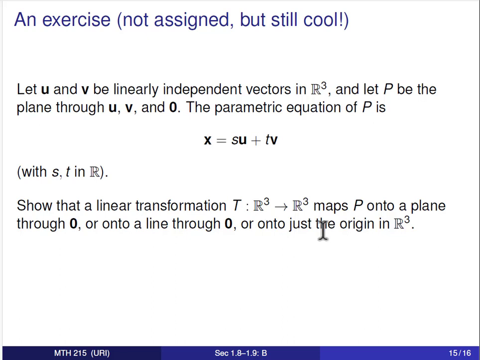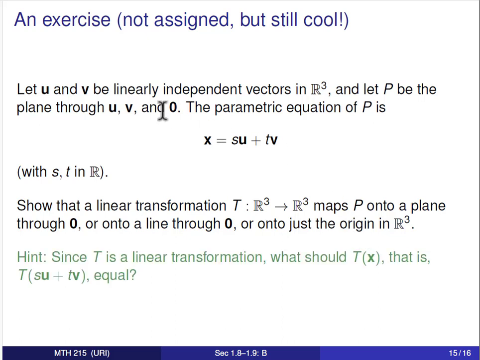But one thing we'll do is start with what we're told. We're told that T is a linear transformation. And what do we know about linear transformations? Well, we have a couple of properties that hold for linear transformations. So what I'd like you to do is think about what would happen if you took T of x. T of su plus tv is going to be T of some point on the plane. What does your linear transformation property tell you that this should equal? And how does that show that the image of a plane is either a plane or a line or just a point? Should be fun to think about.